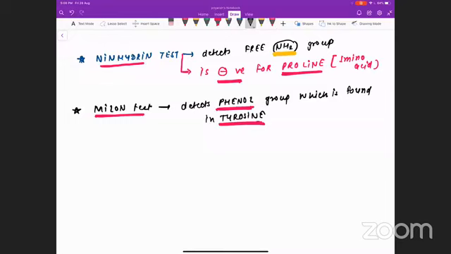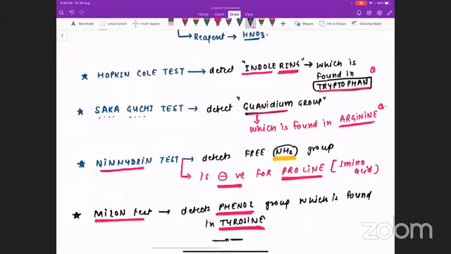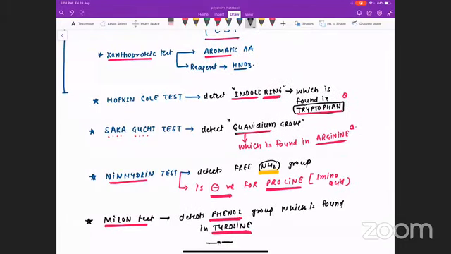So these are the various details that you need to remember. There is nothing much to explain in this. You have to remember all the five names. There is no need to go into detail of how these tests are performed.